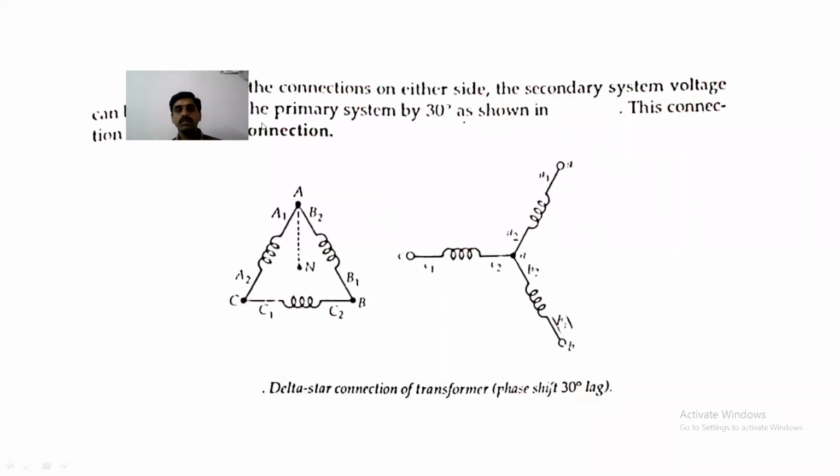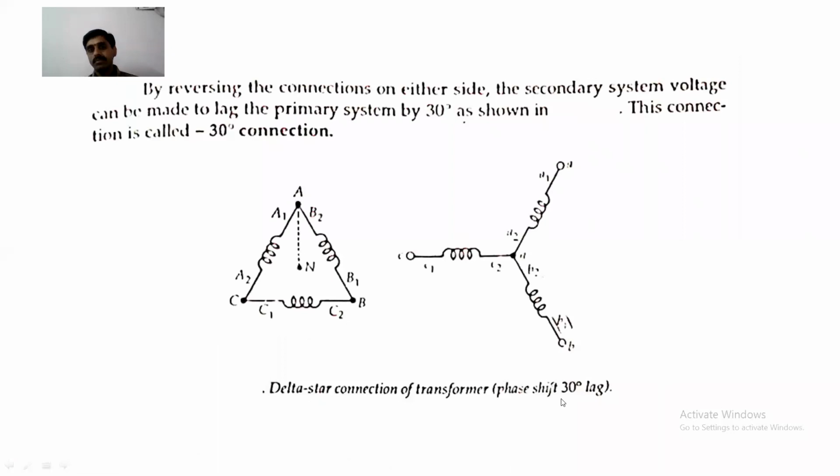Let us see this connection, 30 degrees lag. Simply, you can observe lag means from the position of capital VAN, small VAN is rotated in the clockwise direction. That means this is position 1 with respect to position 12 in the clock. So these are 30 degrees lag connections.